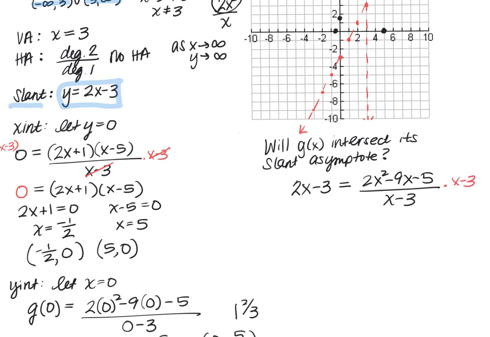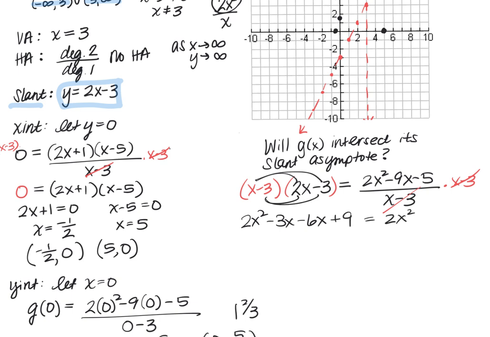So we would multiply both sides by x minus 3. In this case, we have a little bit of work to do when we multiply by x minus 3 on the left, because we're going to need to actually multiply this out. So 2x times x is 2x squared. x times -3 is -3x. -3 times 2x is -6x. And -3 times -3 is +9. So look what happens when we start to combine like terms.